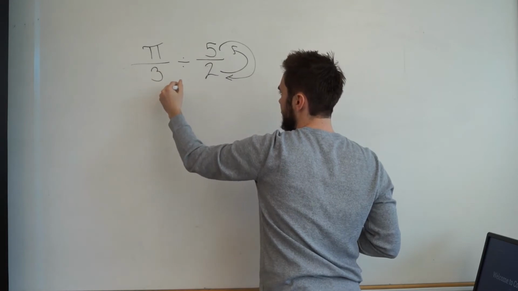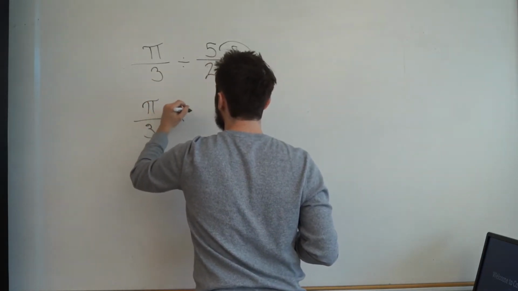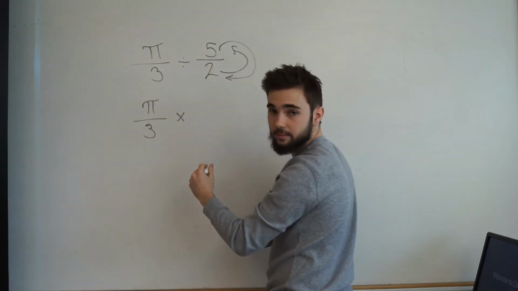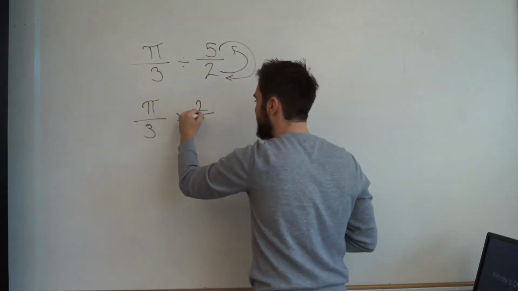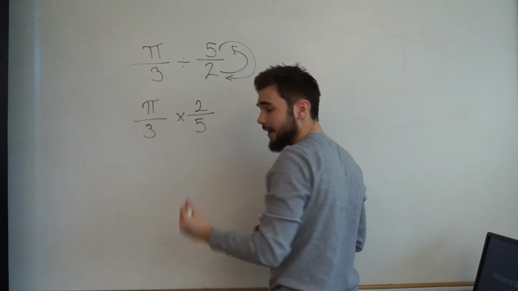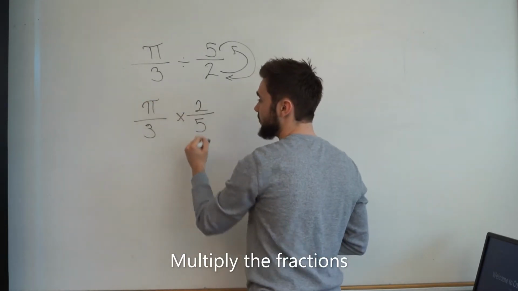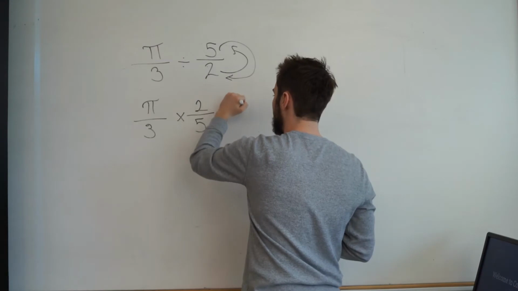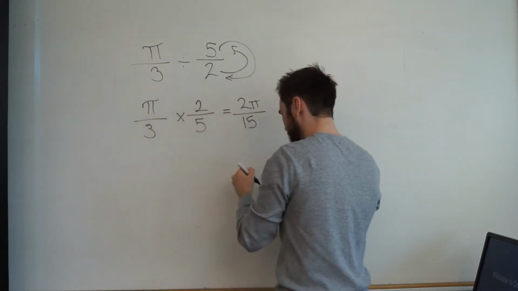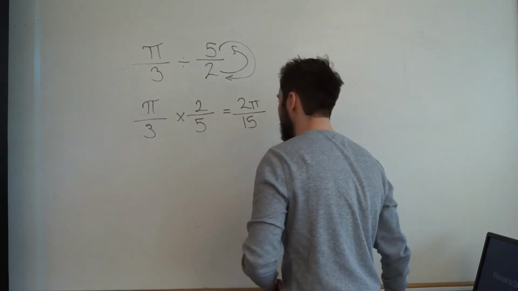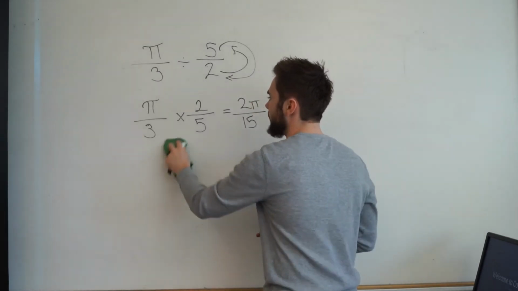So now it's going to be pi over 3 times, and since the 2 is flipped, it's on the top, so 2, and then the 5 is on the bottom. And now, like we did before, all we do is just multiply. So it's pi times 2, which is 2 pi, and then 3 times 5 is 15. So that's really all you have to know, just flip and multiply. That's all you really need to worry about.